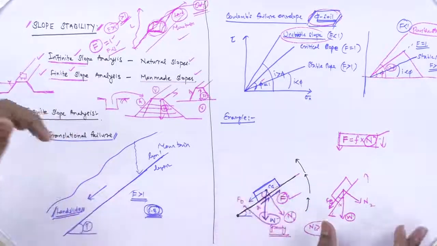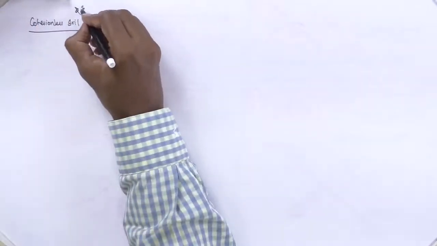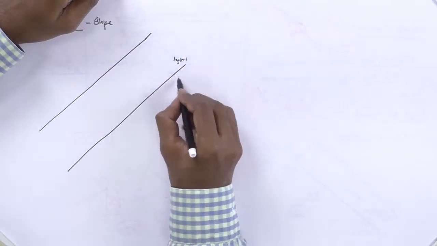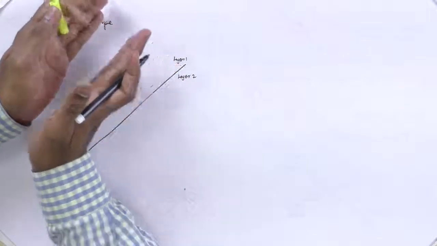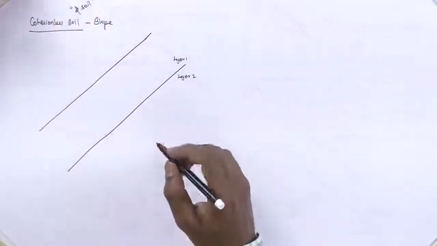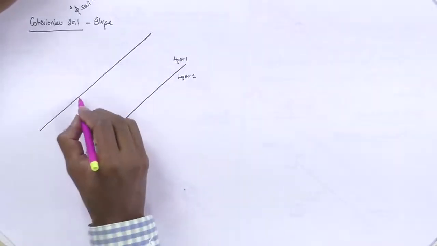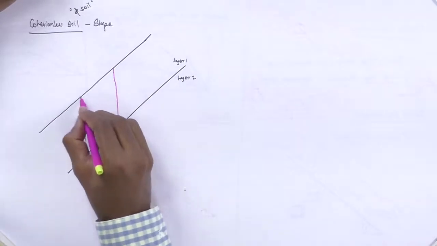With the help of this, I am going into the derivation part. Let me first explain the cohesionless soil, a slope which consists of cohesionless soil, or phi soil as we can say. By the way, this is a slope. Let us consider this is layer 1 and layer 2. Along the slope it has some layers, and I am considering some small portion like this.